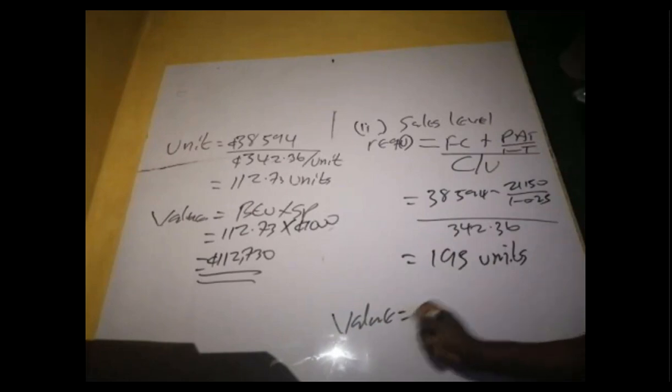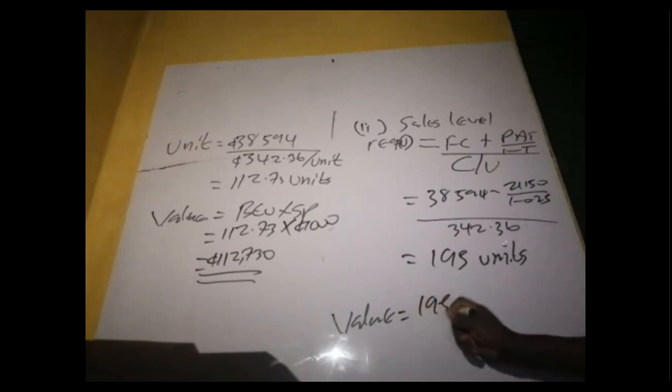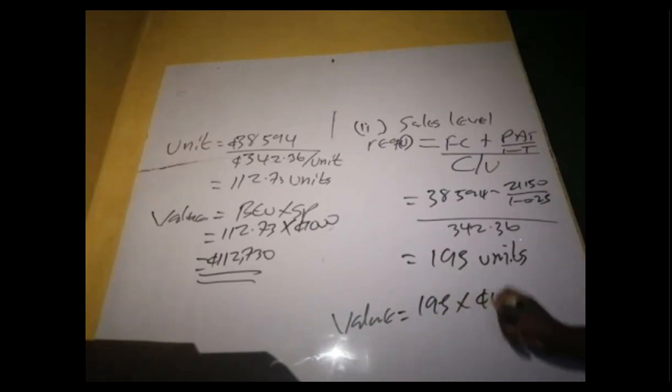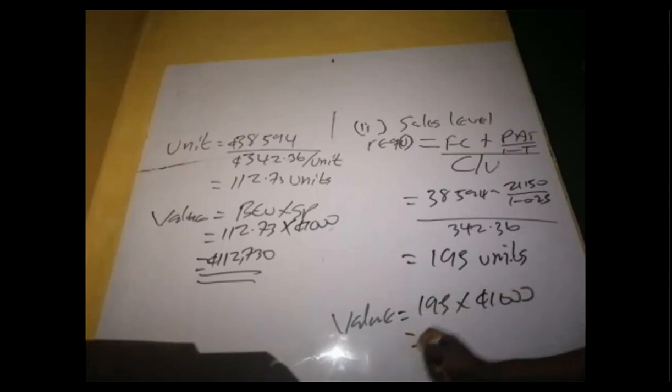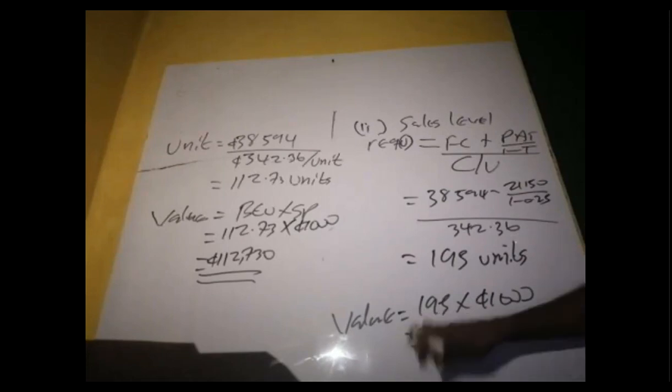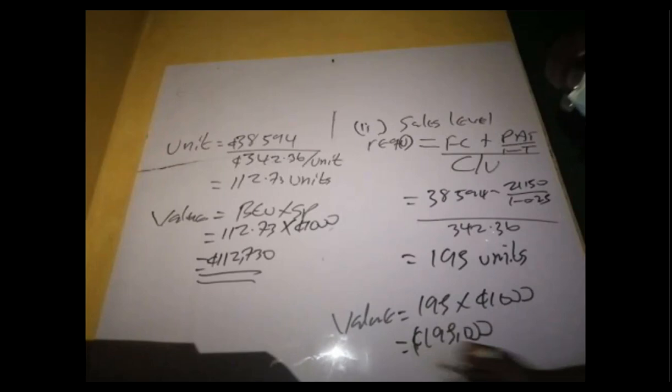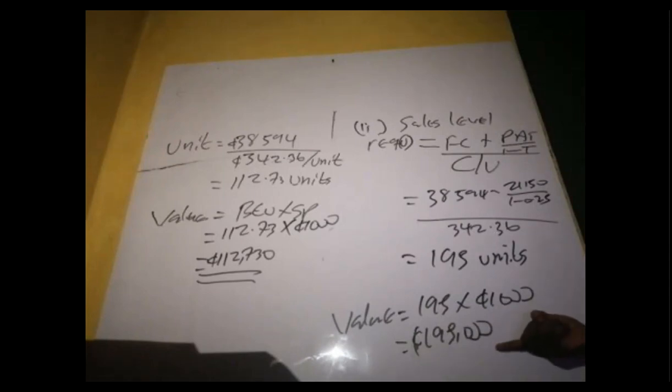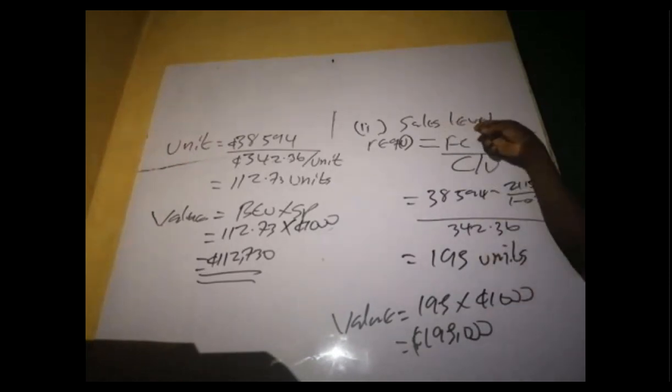So if it's the value too, I just tell the examiner 195 times the selling price of 1,000. So I get 195,000. This is what you call comprehensive insurance. Whatever the examiner is coming from, the answer is there. If you want the value, get it from me. But it says sales level.